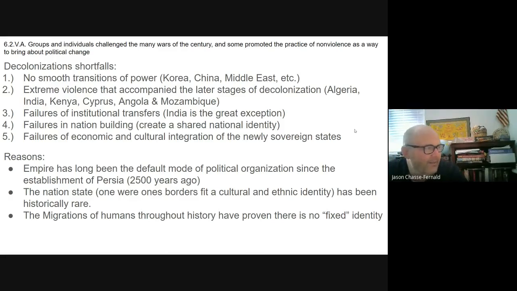So, extreme violence will often accompany, right, the later stages of decolonization. In Algeria, you have a violence breakout literally the day the Germans surrendered in May of 1945. You see violence break out in Algeria. Algeria is a French colony, northern Africa. All right, so if you're not familiar with Algeria, it had been a French colony since around 1830 or so.